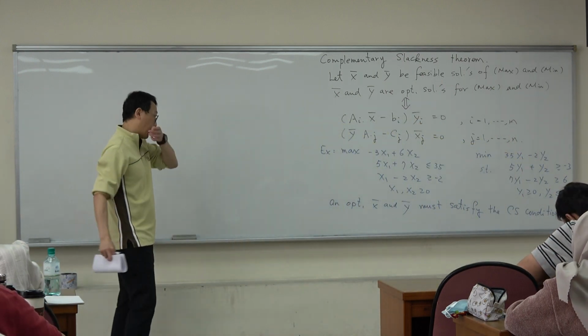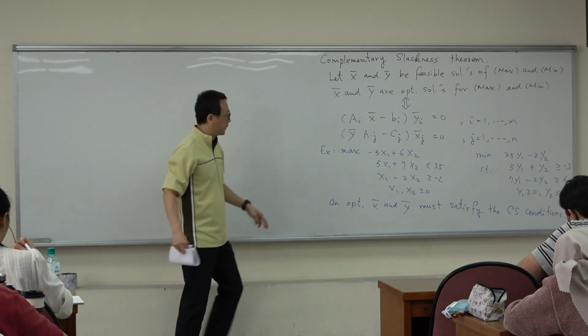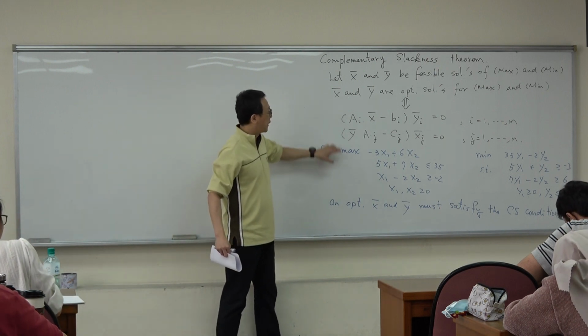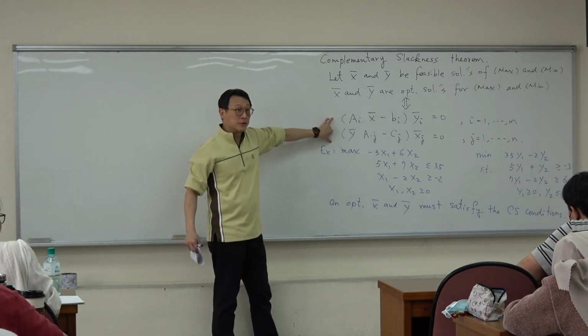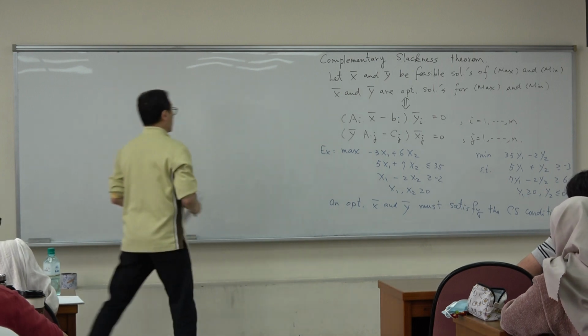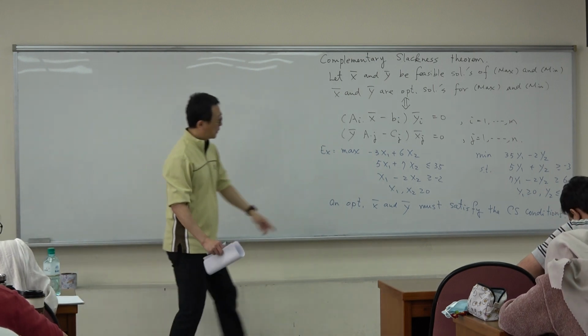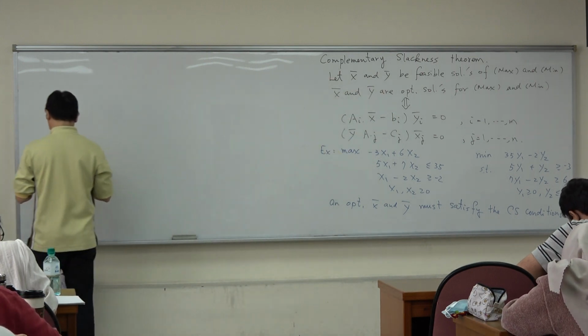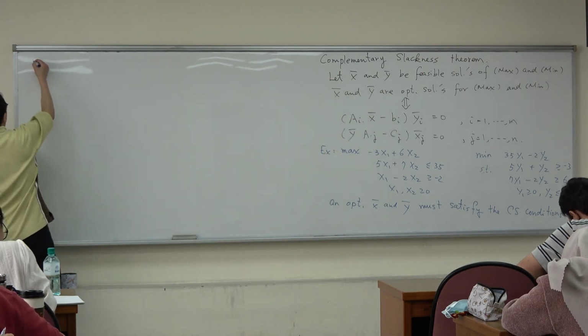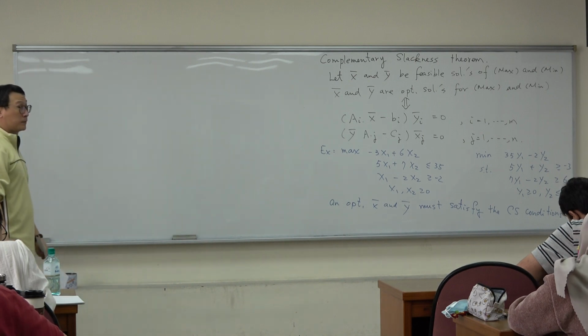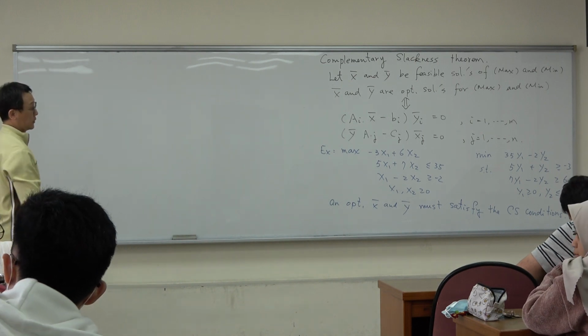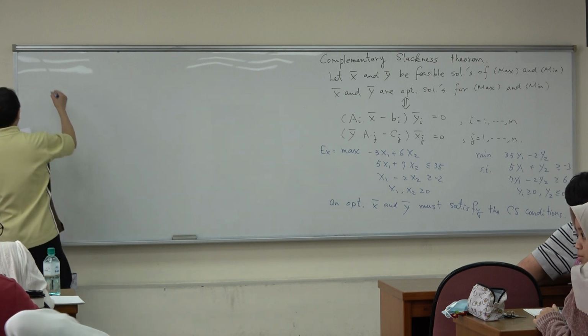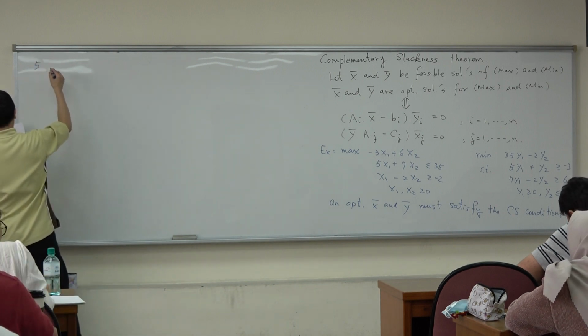Now, if I want to find the optimum x bar and y bar, it should satisfy the complementary slackness conditions. CS indicates complementary slackness. So I just write down the CS condition.